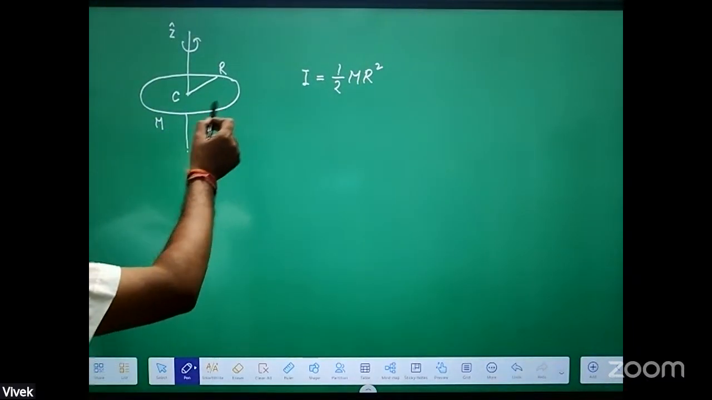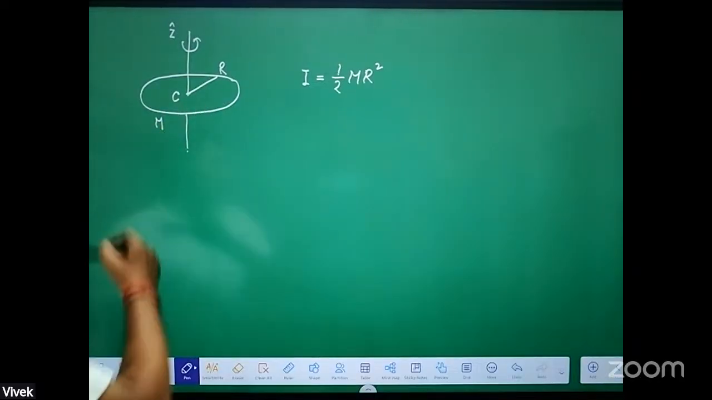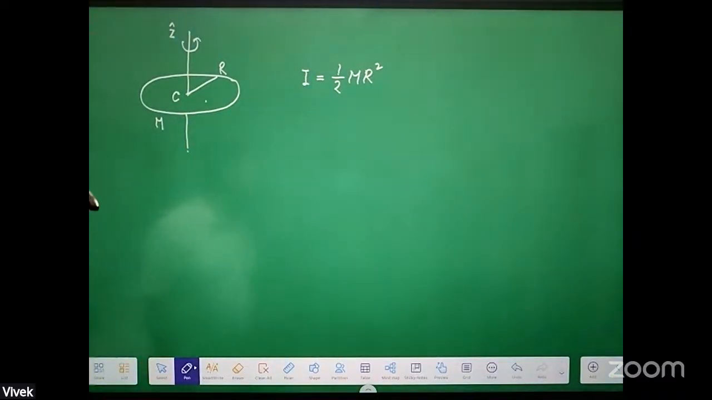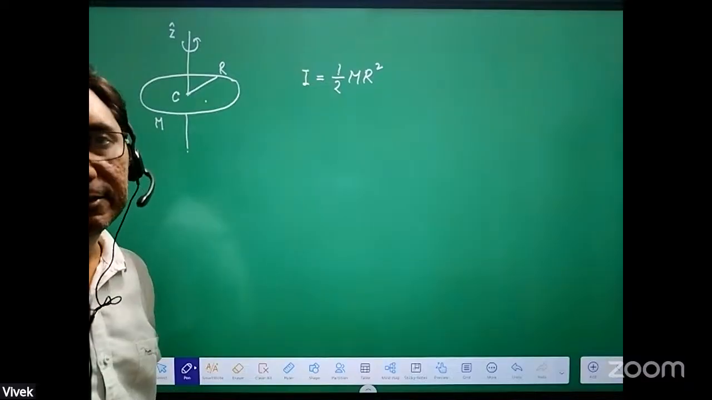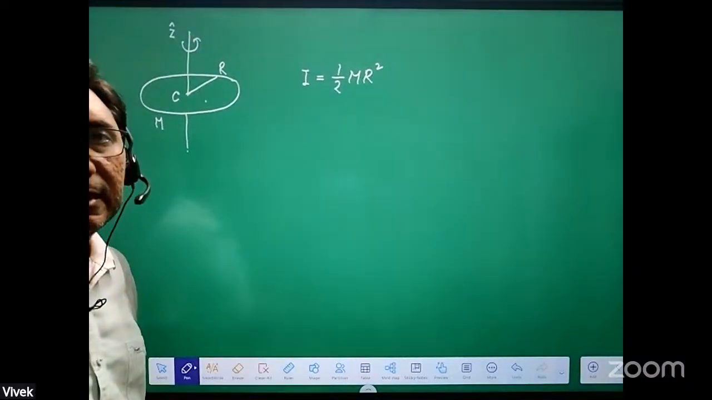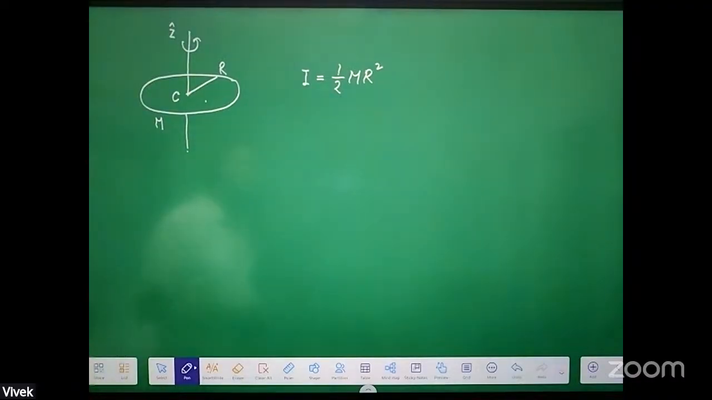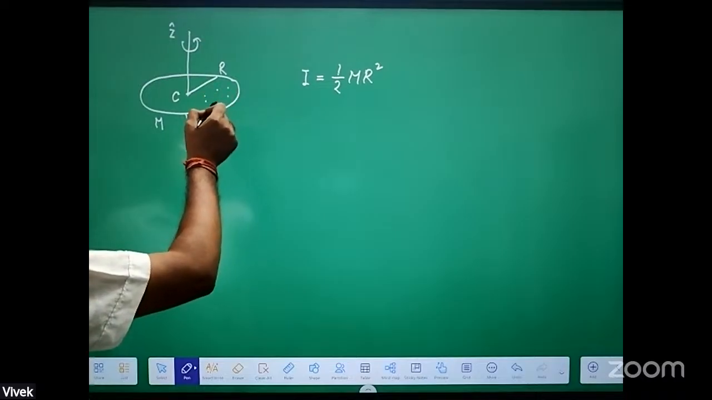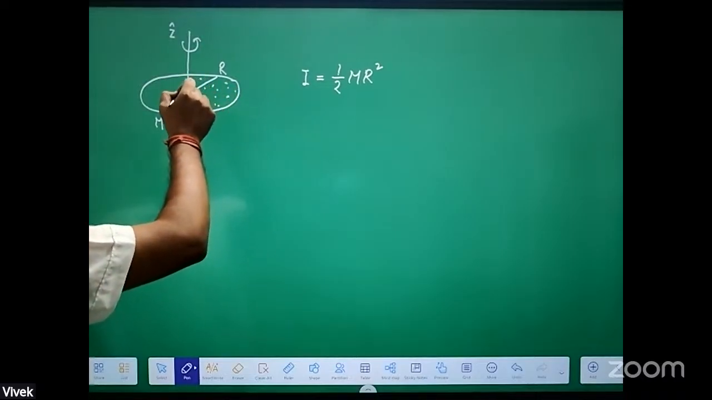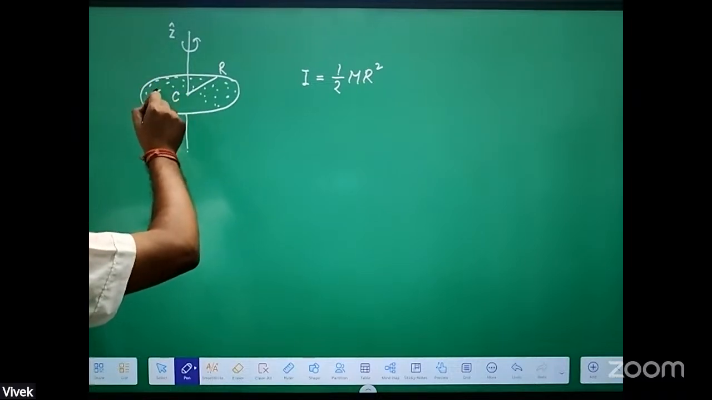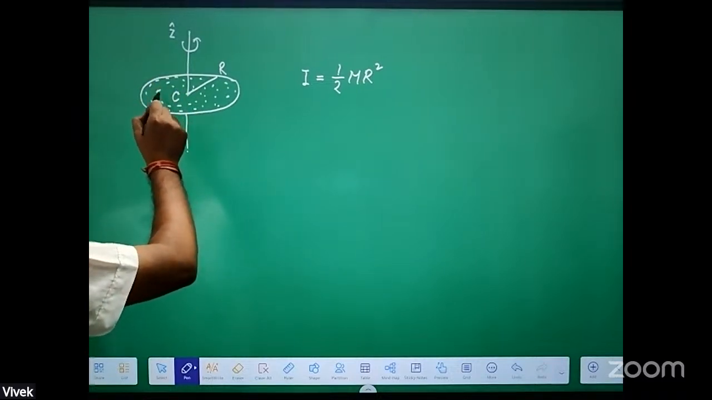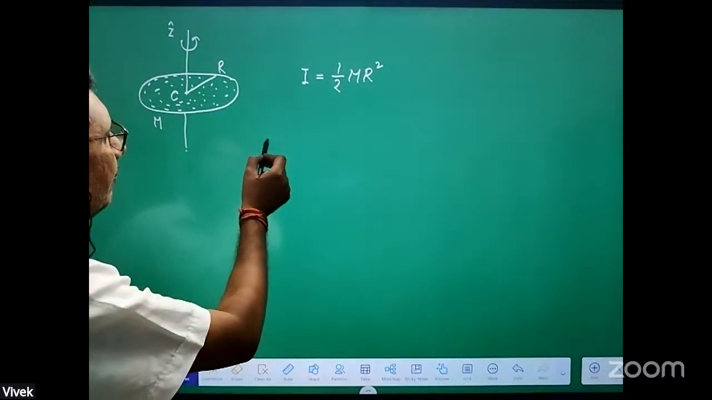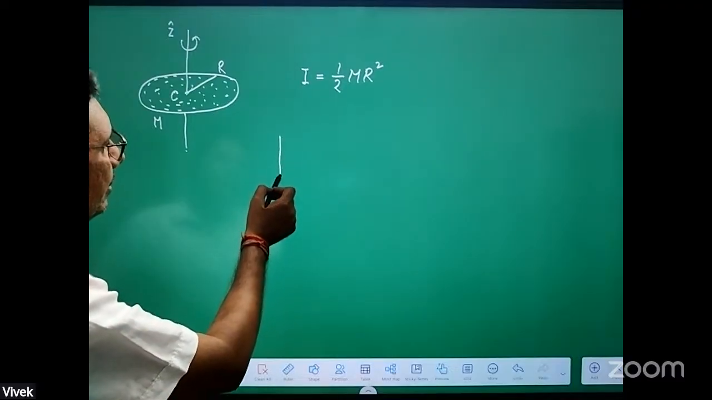So many particles are there and they are continuously distributed. Now you can convert this into an equivalent with the help of a concept that is called radius of gyration. So one more concept is here, called radius of gyration. Here mass is m, radius is r, and you are having continuous mass distribution. It is made up of an infinite number of mass particles distributed like this. So I can make the equivalent of this. What will be the equivalent?